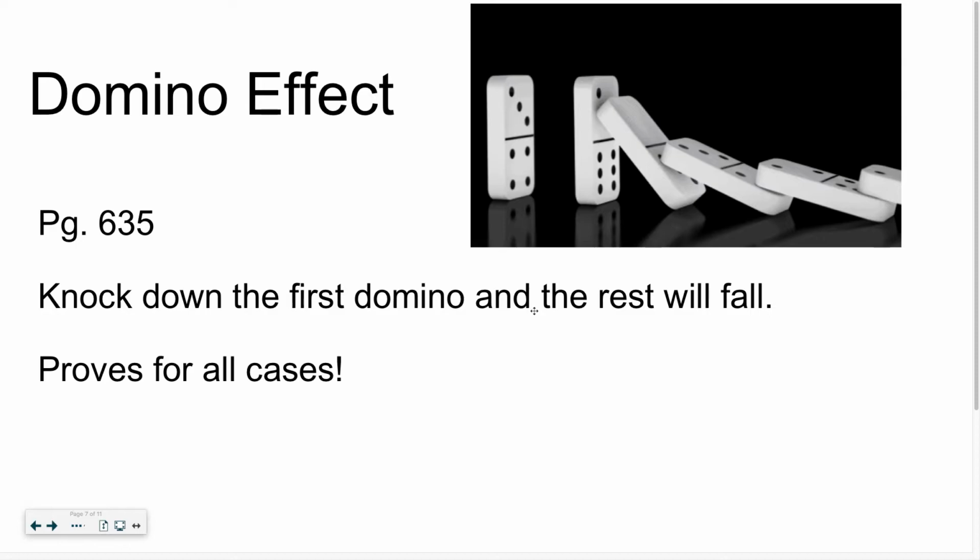If k is 1, then that's 1 and 2, or 2 and 3, or 3 and 4, or 4 and 5, or 5 and 6. And so what we're saying is we always knock over the next domino. We've knocked over the first. There they all go. We've proven it in all cases. So it's super useful if it works. Knock down the first domino and the rest will fall.